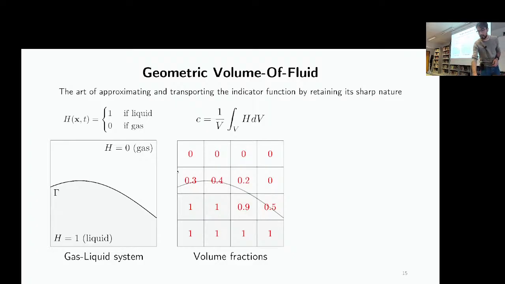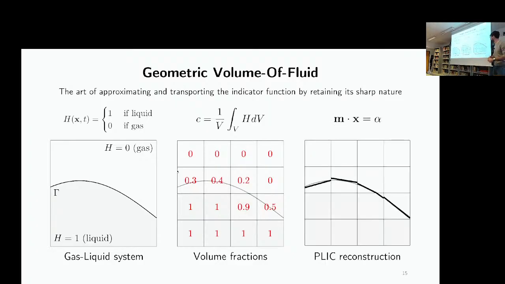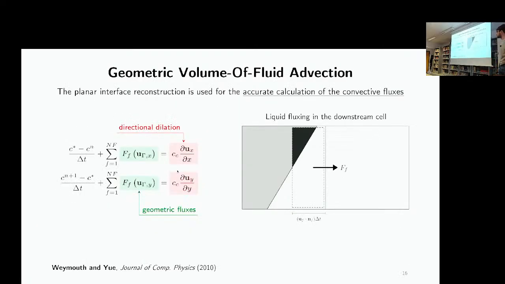How do we do that? We need to do it in a sharp and conservative manner. First of all, we approximate the position of the interface in each interfacial cell as a line, or a plane in 3 dimensions. Then, using the dimensional split procedure as described by Weymouth and Yue, we calculate the liquid fluxes across the faces of the cell as the intersection between the total fluid fluxing in the downstream cell and the planar interface. Using this method, we can transport the interface in a sharp manner, and it's volume conserving up to machine accuracy for incompressible flows.